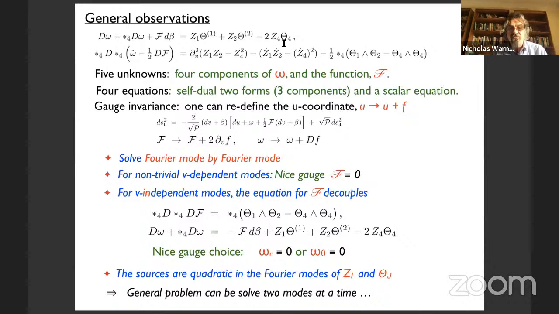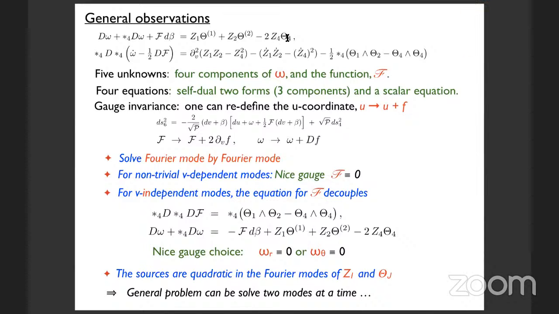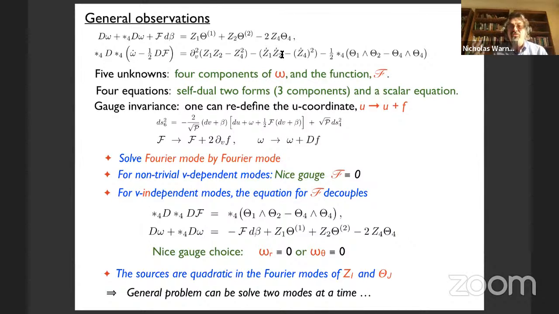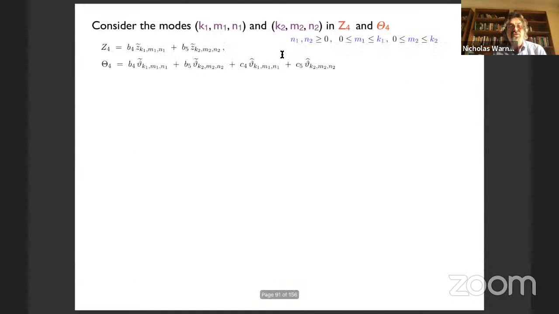So in other words, you can solve this problem two modes at a time, when the mode talks to itself, or when the mode talks to one other mode, but you can never have three modes talking to each other. You only ever have to do two modes at a time. And that solves the most general problem there is.